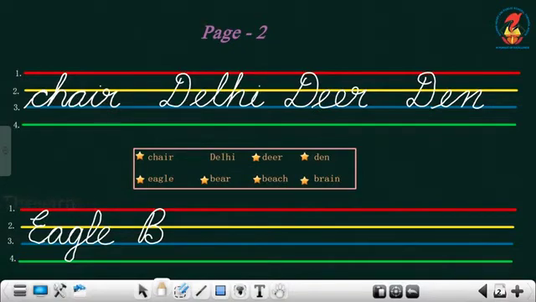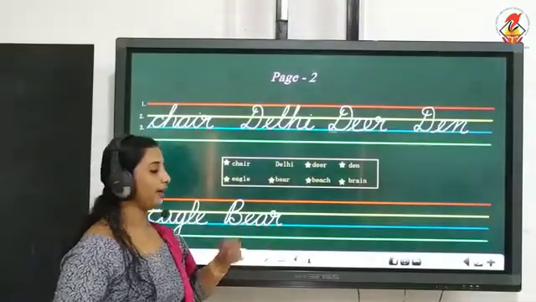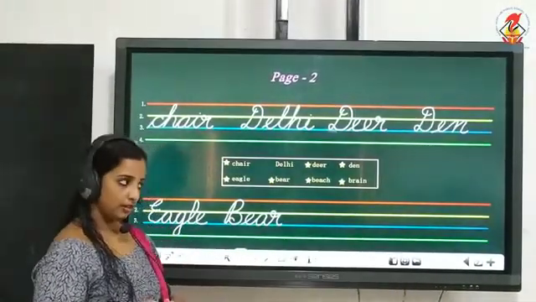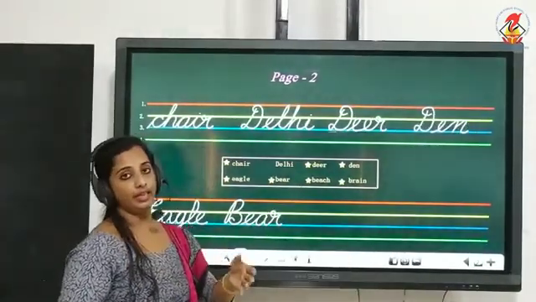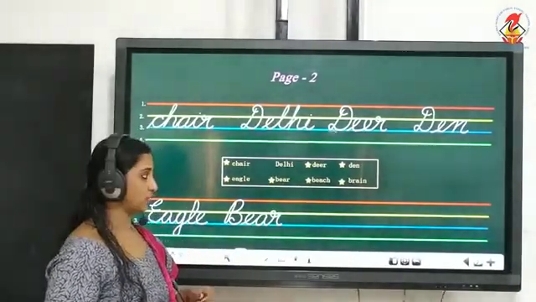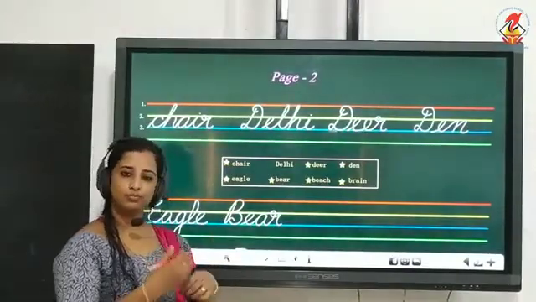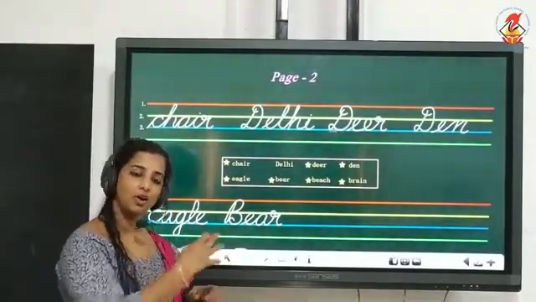As we have written before, touching the yellow and the blue lines, E, touching the yellow and blue A, go straight up to yellow, make the curve for R, touching the blue line R. B-E-A-R, bear. The second last word is beach. B-E-A-C-H, beach.